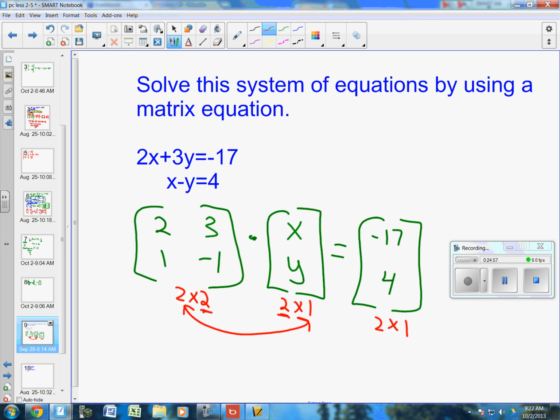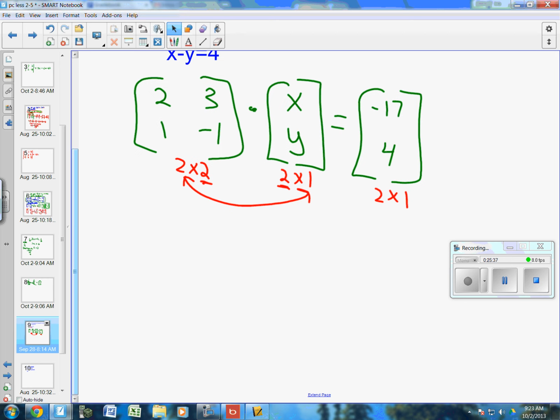Think about this, you guys. If I take this row and times it by this column, I'd be times the 2 times x and the 3 times y, which is the 2x plus 3y, right? And that's equal to negative 17. And down here, if I take this row and times it by this column, I'd times 1 times x and negative 1 times y, which would give me 1x minus 1y equals that element right there, 4. That's how the multiplication works. Do you see that? Now, since we know that this is possible, I know to solve this matrix equation, I would multiply both sides of this by the multiplicative inverse.